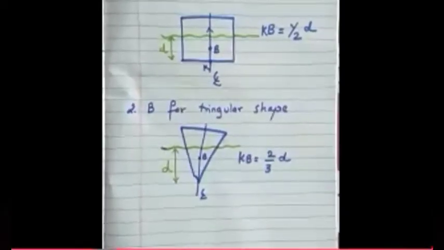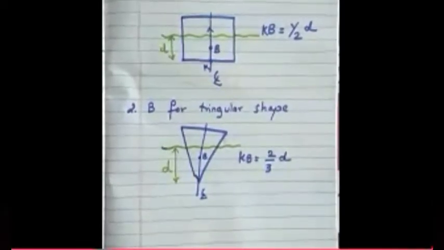So two formulas you should remember. KB for box shape is half of the draft and KB for triangular vessel is 2/3 of the draft. Now just write down the problem. A very small problem I'll give you.